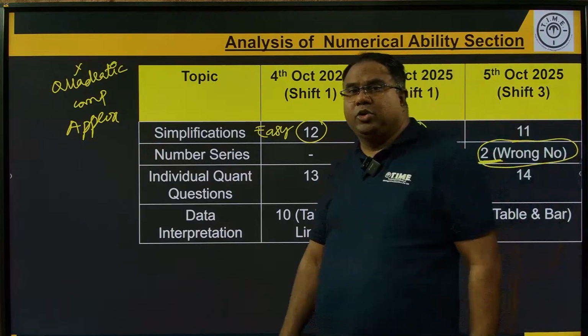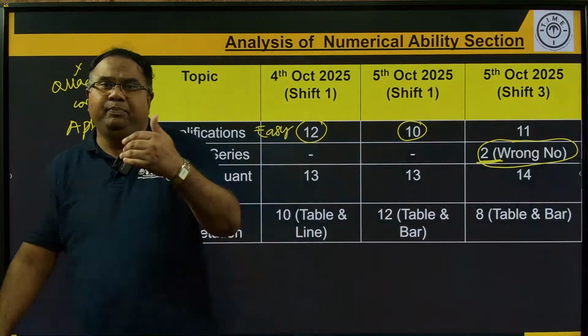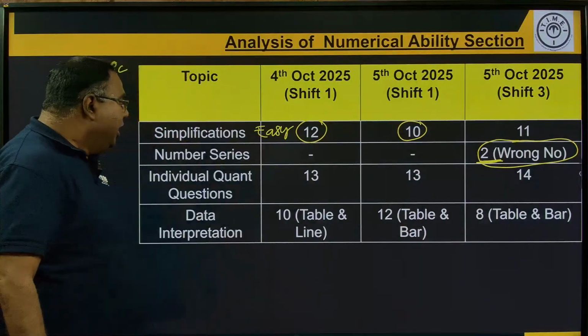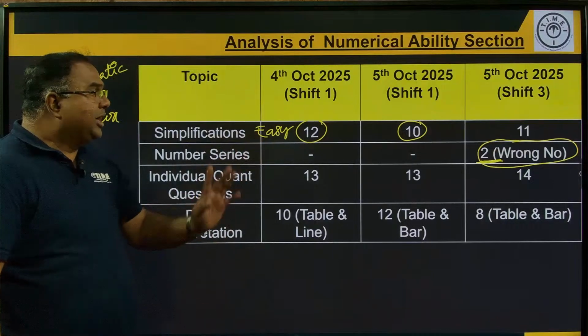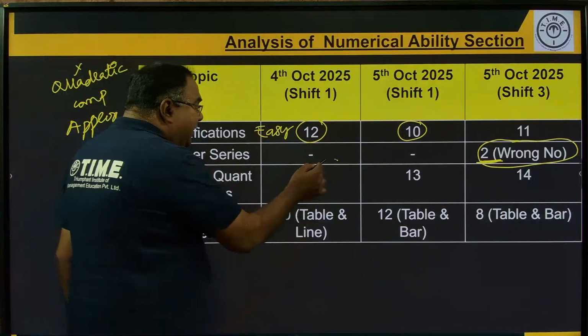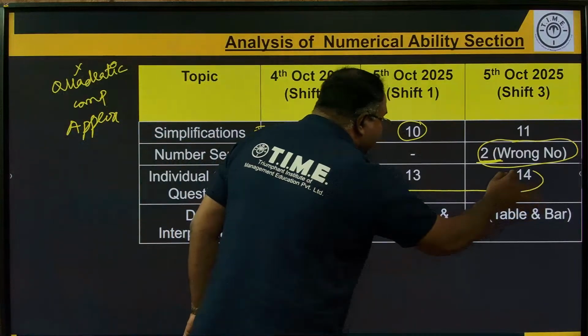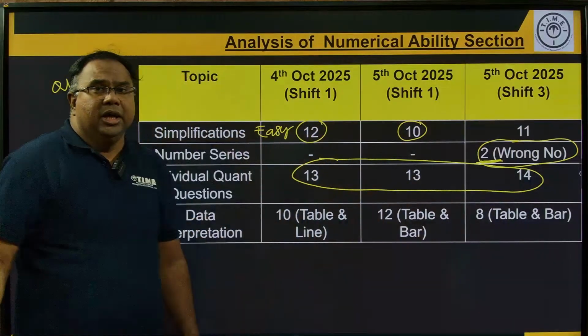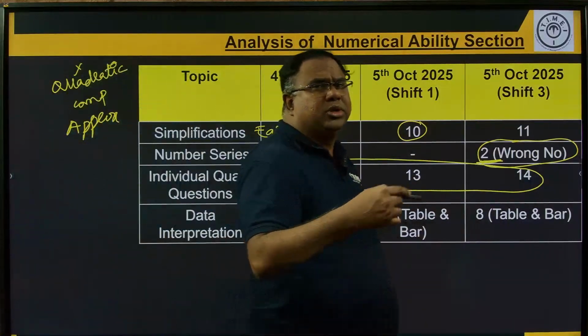Straight away by looking at the question you can answer. The second one was a little time consuming, right? Then you have individual questions, about 13 to 14 questions. The importance of individual questions has increased here, right?